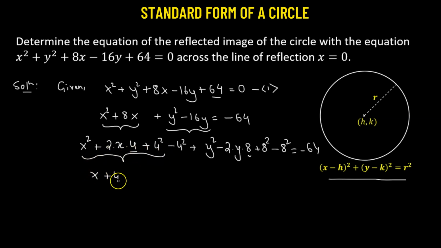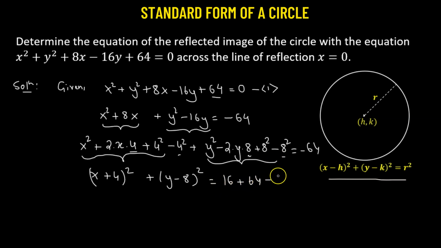Now in doing so, x squared plus 2x times 4 plus 4 squared is nothing but x plus 4 whole squared. Then we have y squared minus 2y times 8 plus 8 squared, so this is going to become y minus 8 whole squared. Next, we'll transpose negative 4 squared and negative 8 squared to the right hand side. So we have 4 squared, that's 16, 8 squared, that's 64. Then we have negative 64.